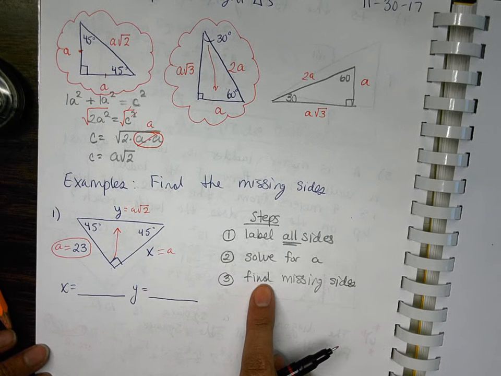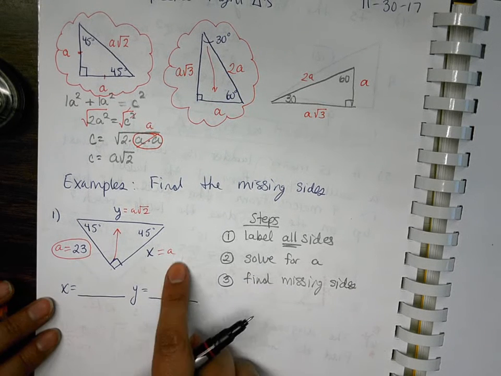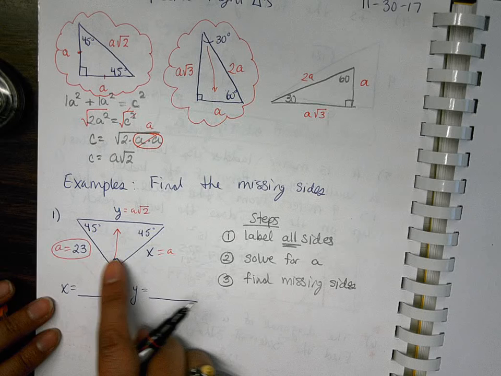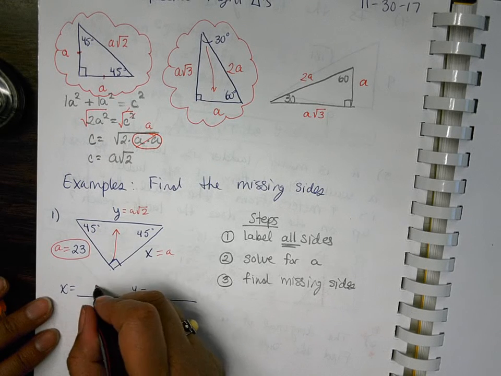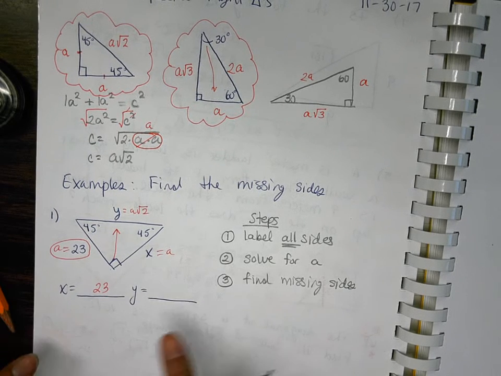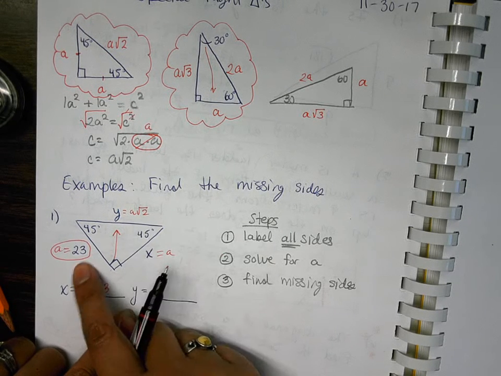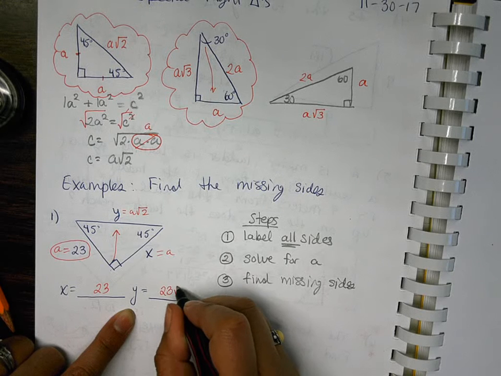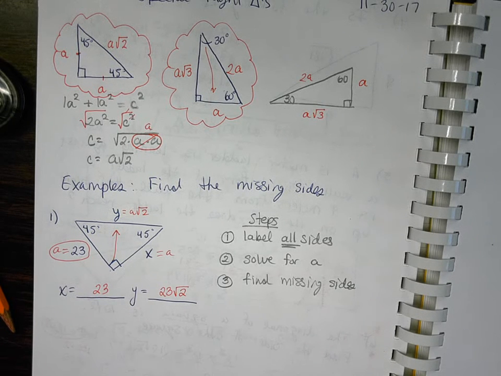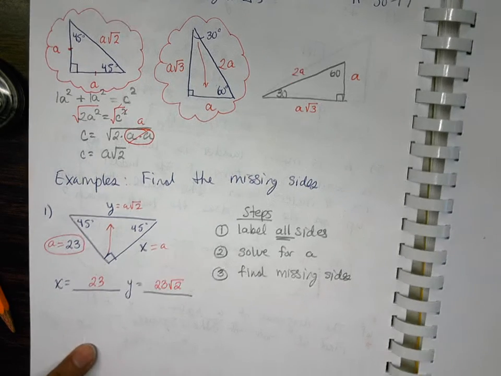Step 3, find all missing sides. Okay, where's X? X is labeled as A. So if A is 23, what is X? 23. You're done with part X. Y, what is Y labeled as? Whatever A is times root 2. Well, what's A? 23. So it's 23 root 2, and you're done with the problem. Okay? And it's really not hard, you just have to get your brain to read your picture when it's been rotated and so forth. Okay, we're ready?